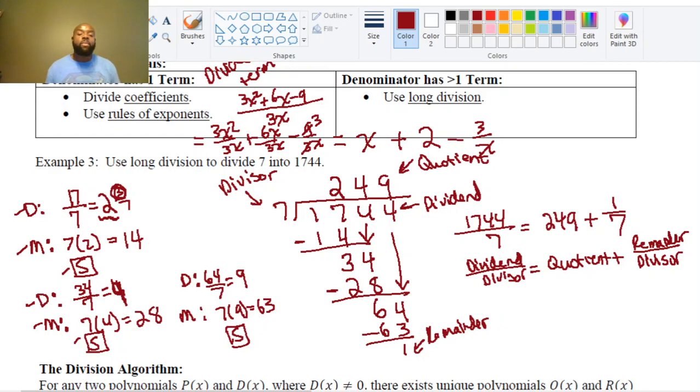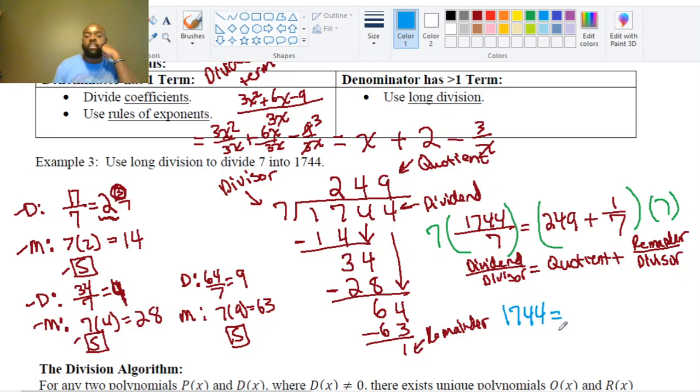Now, I'm going to be a little extra right now. What if I multiplied both sides of this equation by 7? If I multiply this side by 7 and this side by 7, the 7s are going to cancel over here, and I'm going to get 1744. And this is a mixed number, so usually we'll write this as 249 and 1/7 without the plus sign. The mixed number always has that plus sign there, and I'm being specific here because this is the division algorithm.